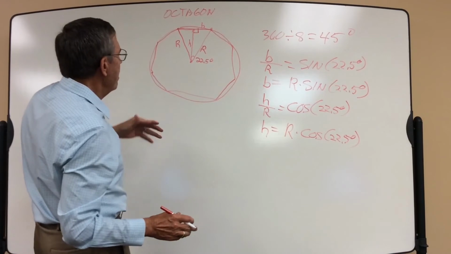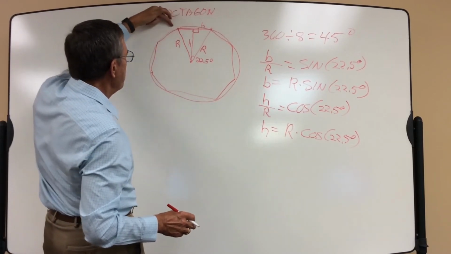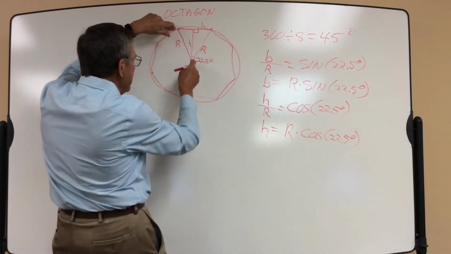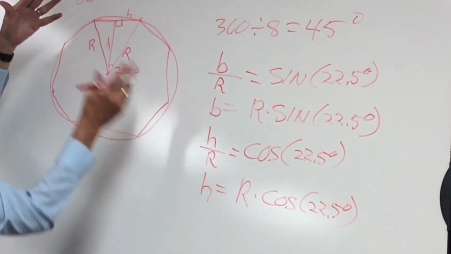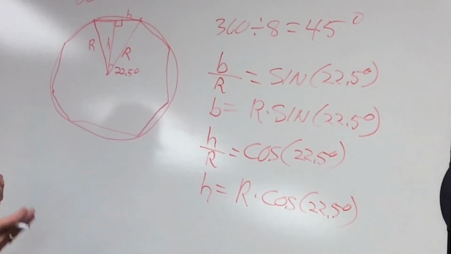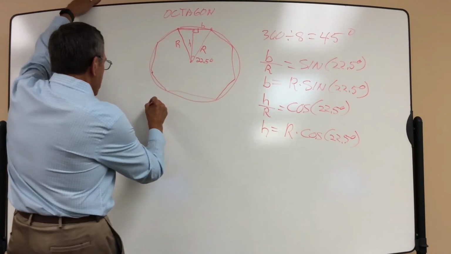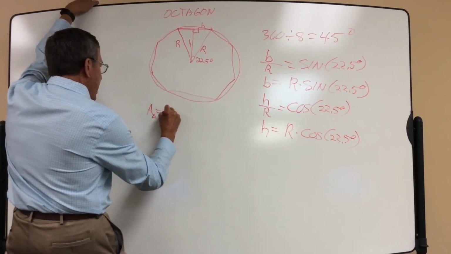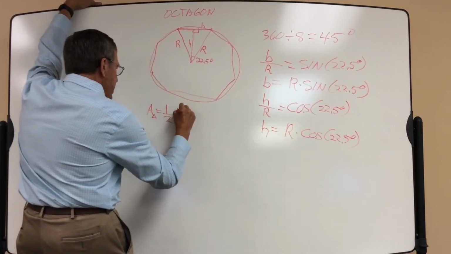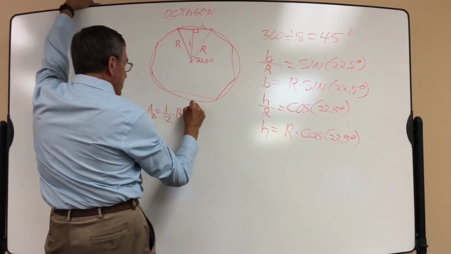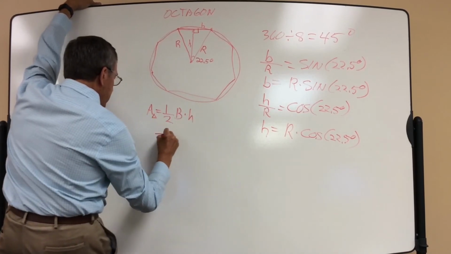Now, the total base is going to be twice this. The height is going to be this. And the area of the total triangle is going to be 1/2 the total base times the height. So area of the triangle is going to be 1/2 big B, B is twice little b, times the height. Okay, so let's see what that would be.